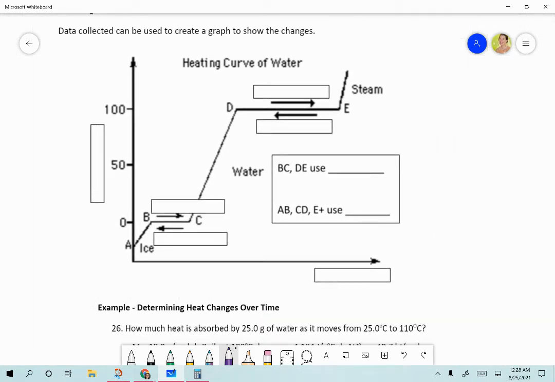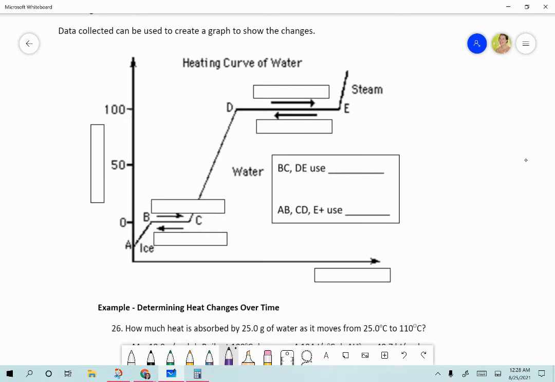So this is a heating curve that someone has created of water. We know that it's the heating curve for water because I have a phase change at 0 degrees Celsius and I have a phase change at 100 degrees Celsius. So that's my melting point and my boiling point of water. So that's how I know that this is the heating curve of water.